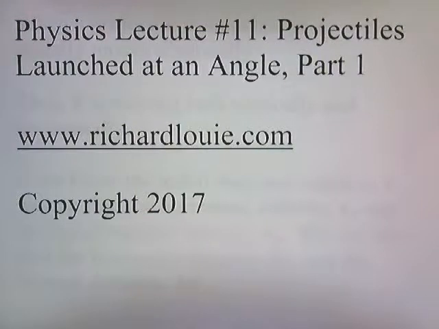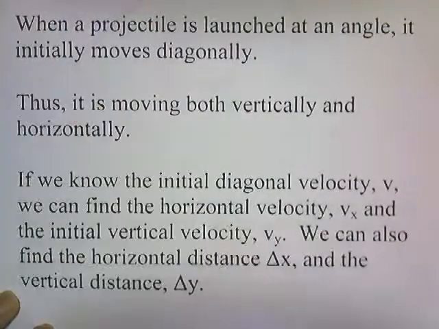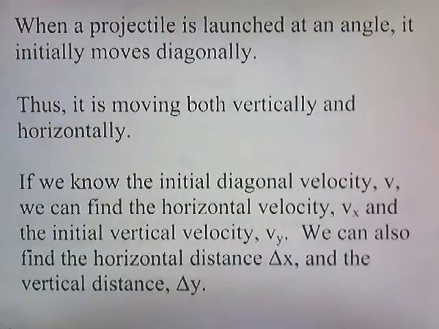Physics lecture number 11, Projectiles Launched at an Angle, part 1. When a projectile is launched at an angle, it initially moves diagonally. Thus, it's moving both vertically and horizontally. If we know the initial diagonal velocity v, we can find the horizontal velocity vx and the initial vertical velocity vy. And we can also find the horizontal distance delta x and the vertical distance delta y.